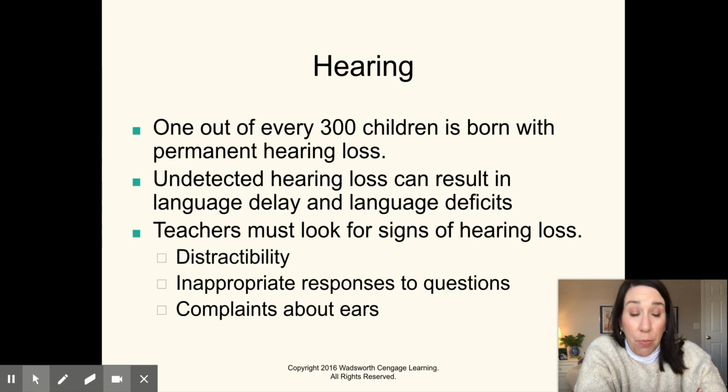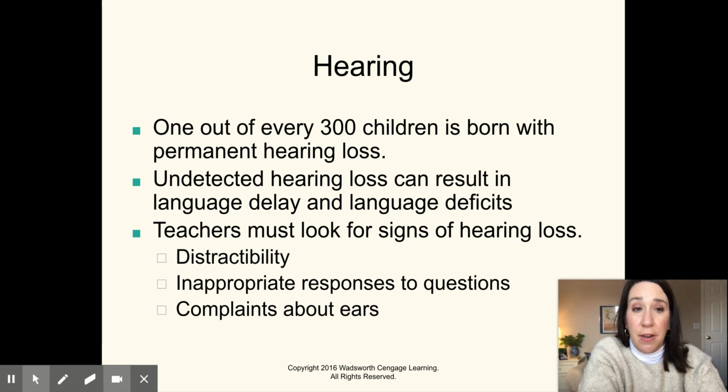1 out of every 300 children is born with a permanent hearing loss. But the good news is there are many, many ways that children with permanent hearing loss can develop communication skills. And as I've said before, you have to have communication skills to build personal, social, emotional relationships. So it's very important.